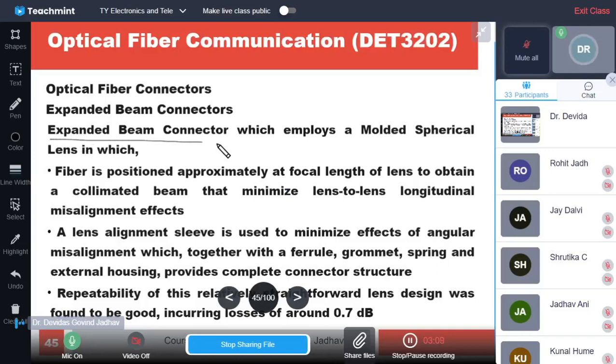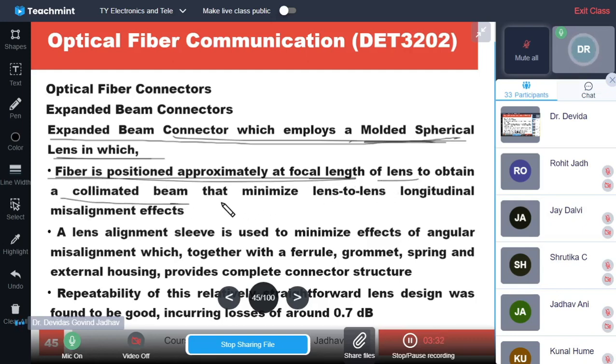The expanded beam connector employs a molded spherical lens, and this is the molded spherical lens. Only a single molded lens is there, in place of the two lenses. Here the fibers are positioned approximately at the focal length of the lens to obtain a collimated beam that minimizes the lens to lens longitudinal misalignment effect. Between two lenses there may be longitudinal misalignment, but that is avoided because it is a single lens.